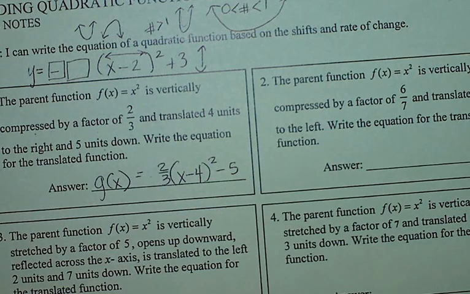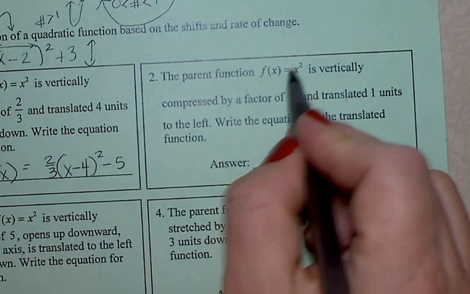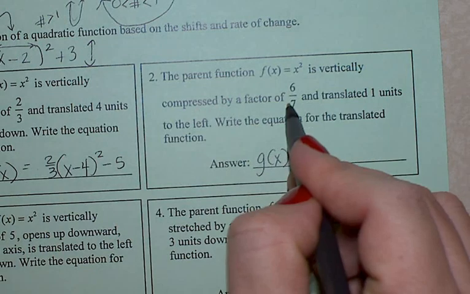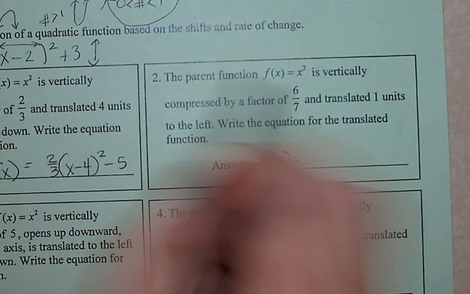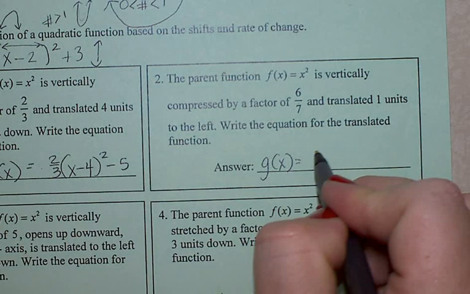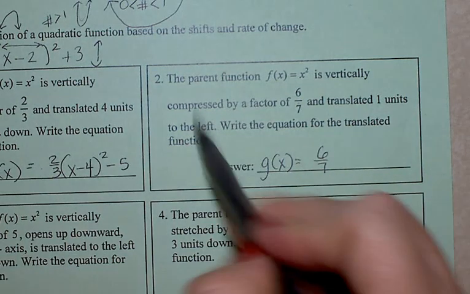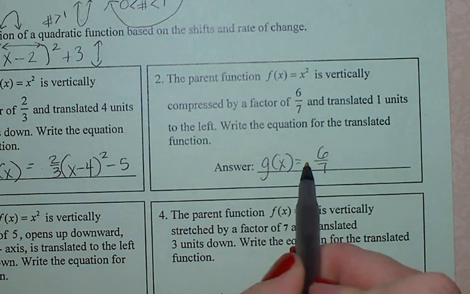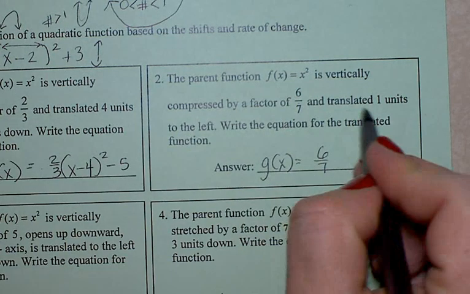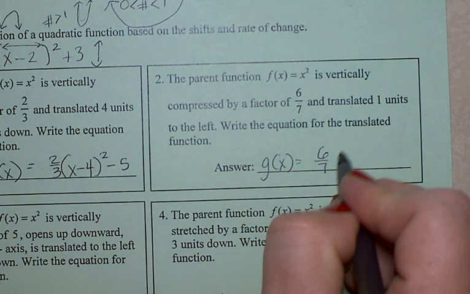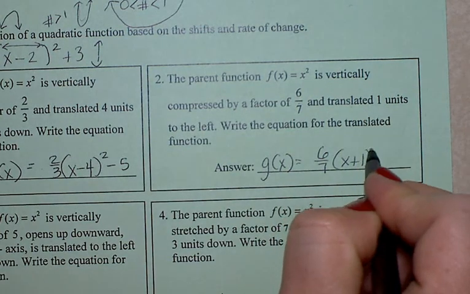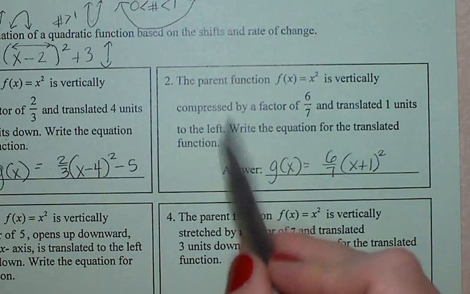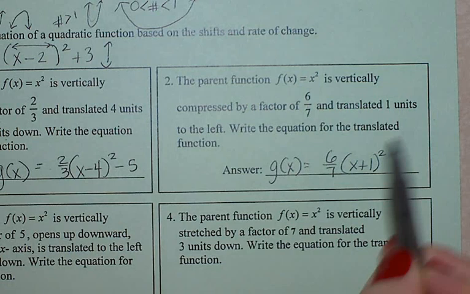Going on to number 2. Again, this is our parent function for quadratic functions. We are going to compress this. We're going to flatten out our parabola. It's opening wider by a factor of 6/7. It says nothing about opening downward or reflecting across the x-axis, so there's no negative out front. We're going to translate it 1 unit to the left, so x plus 1, and remember to put the square here. It says nothing about shifting it up or down, so we don't have to write any type of a vertical shift.